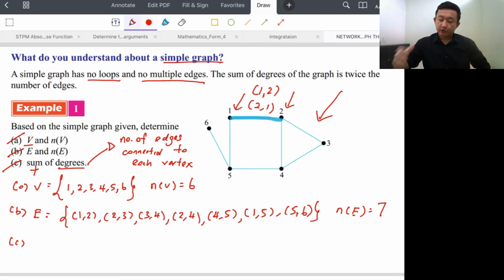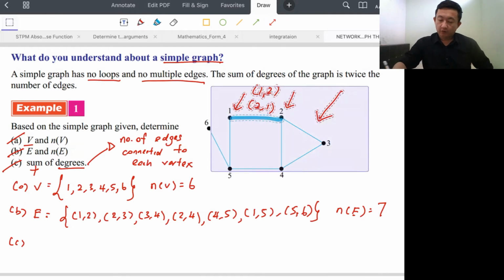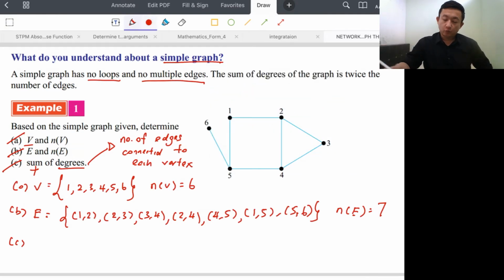Degree is referring to the number of edges connected to each vertex. Okay, what does it mean? For example, look at vertex 1. How many lines are connecting to it? 1, 2. So 2 lines connecting to vertex 1, so the degree is 2. How many lines connecting to vertex 2? 1, 2, 3. Right. So the degree for vertex 2 is 3.